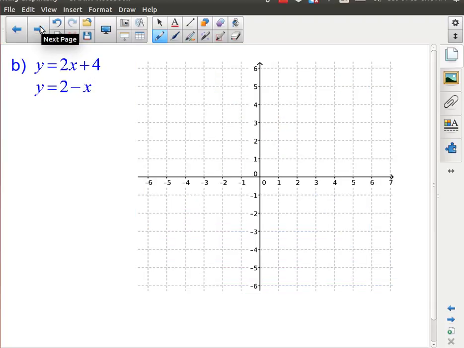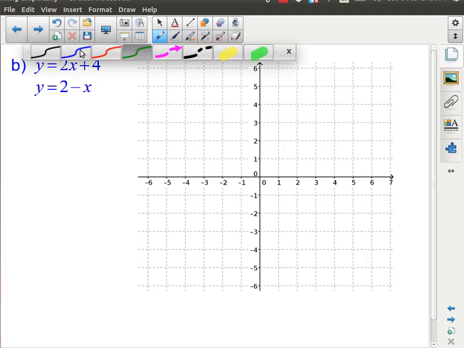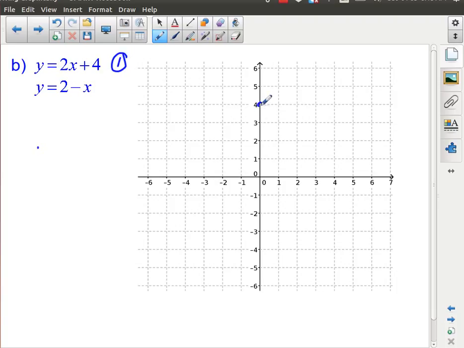Okay, another system. So I'm not going to go through all the details about how to graph each of these by hand. I'm going to assume that you can do that, or that you can look it up. So all I'm going to do is label this as equation number 1, which I'll do in blue. It has a y-intercept of 4, and it has a slope of 2.